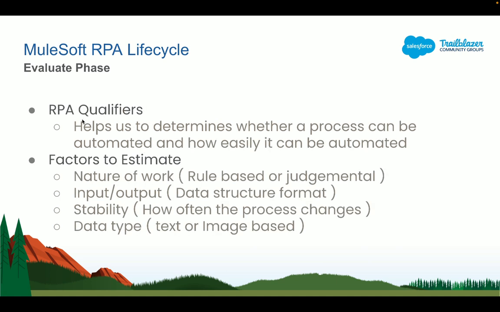The third and the last criteria is your RPA qualifiers. It helps us to determine whether a process can be automated and how easily it can be automated. And the factors to estimate would be nature of work, right? Just correlate these with the text that is entered in your braces: rule based or judgmental nature of work. If it is rule based, then it is very easy to automate using MuleSoft RPA. If it is judgmental, then your business process is very likely unsuitable to be automated using MuleSoft RPA.